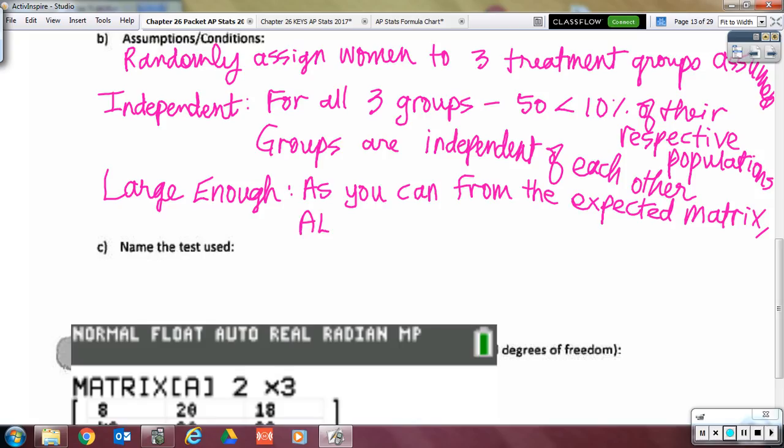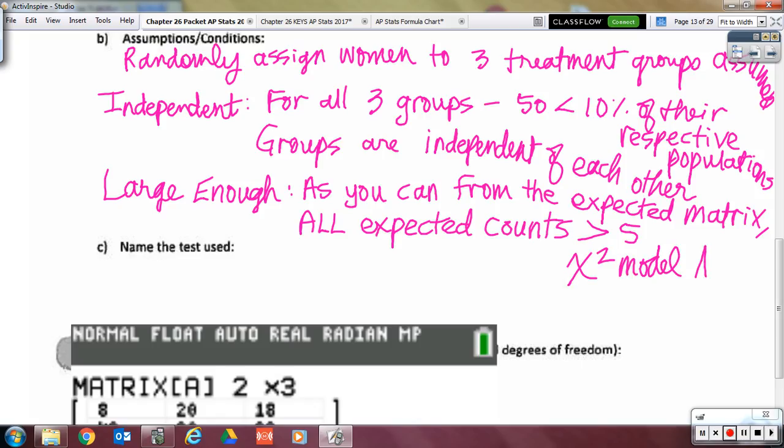All expected counts, if you don't put the word expected there, I would mark it wrong, because I think if you only put the word counts, that's ambiguous as to what kind of counts, observed counts or expected counts. All expected counts are greater than 5. So, with that being the case, what model applies? Not normal, not nearly normal. Chi-squared model applies.